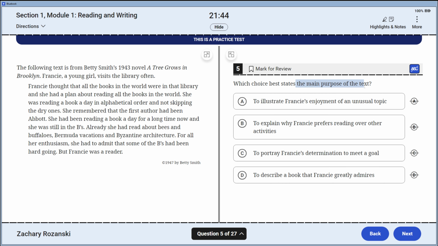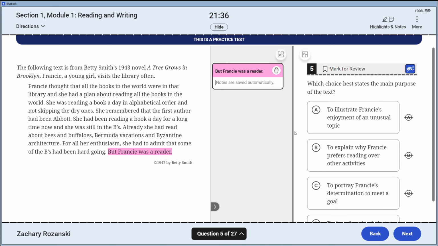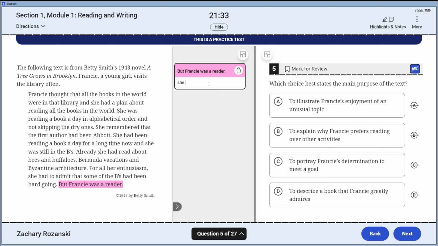All right. Main purpose of the text. What I'm going to do for this one is read the final sentence, "but Francie was a reader," and from there I'm going to build an understanding of the main idea. So she was a reader. She loved reading. Despite that, she loved reading, because I want to engage with that signal element "but" and what it's presenting. So Francie thought all the books in the world were in the library, and she had a plan. Francie wanted to read everything in the world. Next sentence, she was reading a book a day. She was reading literally everything, is what it seems to be.